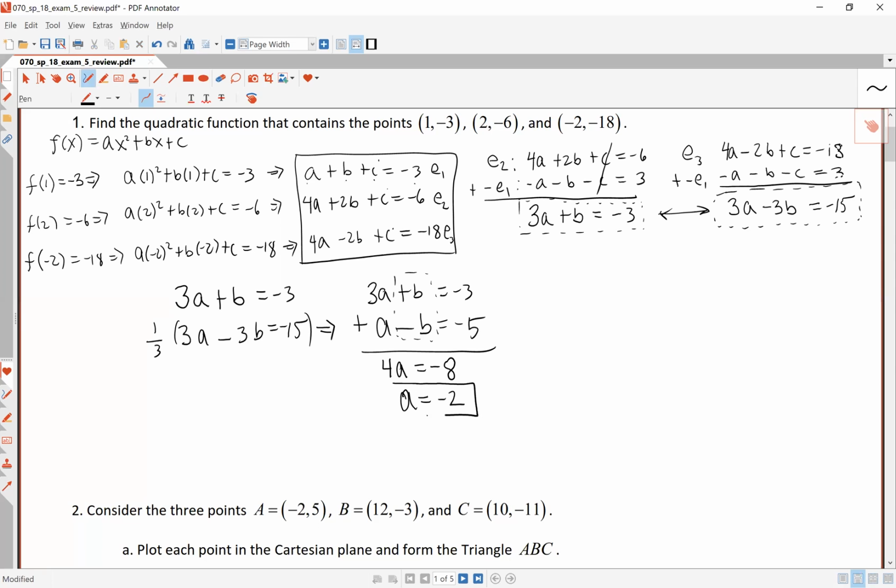So I'll keep track of that. Now we have to find b. And so we use the equation a minus b is negative 5. I could have used 3a plus b is negative 3. I could have used 3a minus 3b equals negative 15. The easiest of these is a minus b is negative 5. So I write negative 2 minus b is negative 5. And I add 2 to both sides. And that tells me negative b is negative 3, or b is positive 3.